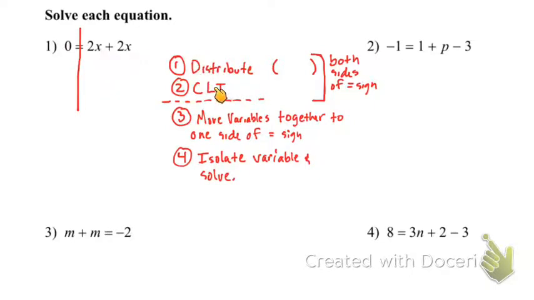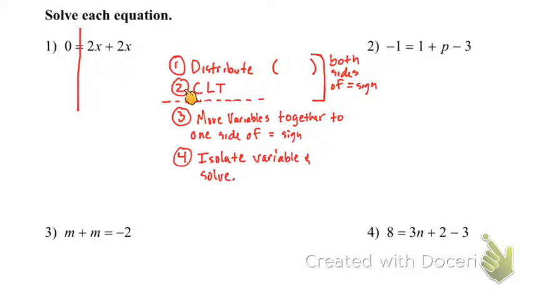So then we go to CLT, combine like terms. Well, on the left side, there's only one term. It's 0. So there's nothing to combine on the left side. So we check the left side. Now we're going to do the same thing for the right side. Do I have any parentheses on the right side to show distributive property? And the answer is no. There's no parentheses on the right side.